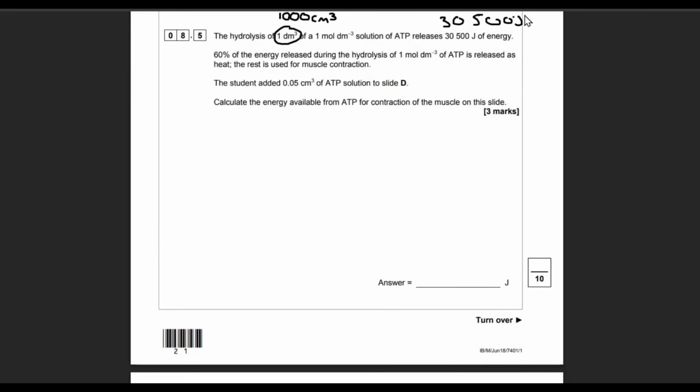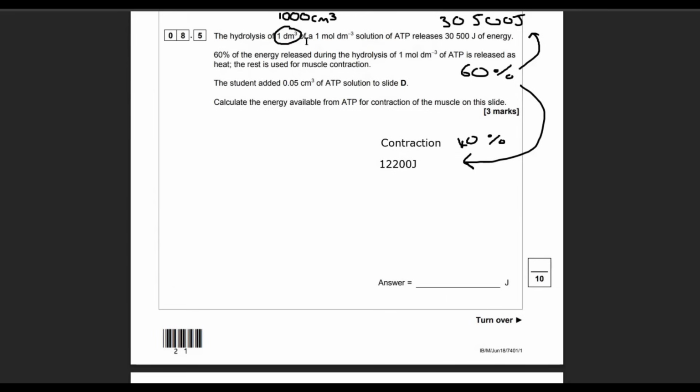30,500 joules. It's only 60% wasted as heat. So 60% wasted as heat, so 40% must be used in contraction. So let's find out how much energy is used in contraction. I'm going to do 0.4 times 30,500, and that is going to give me 12,200 joules. So what I'm working with here is 12,200 joules are actually used in contraction.